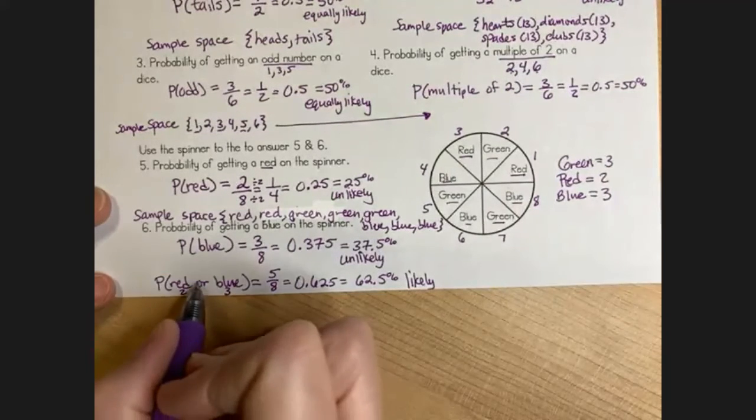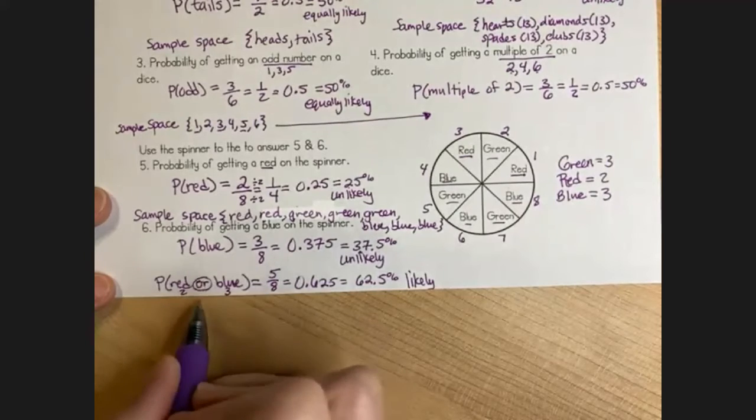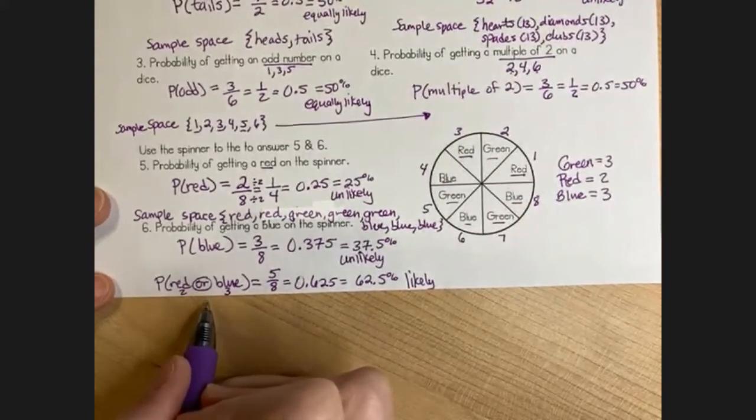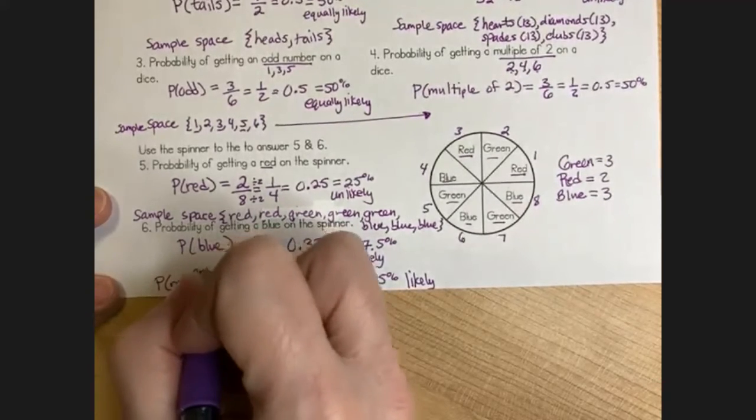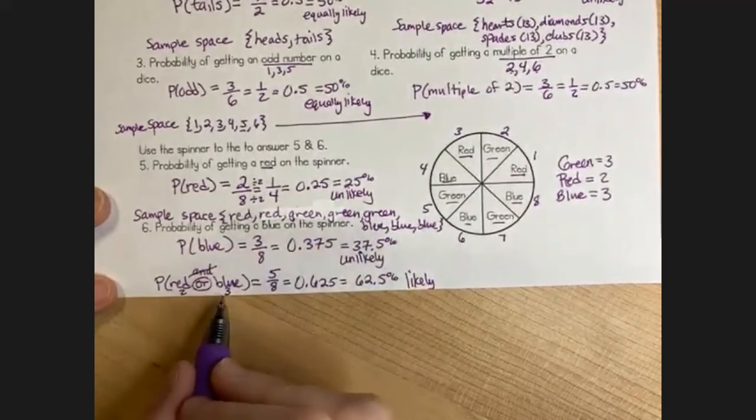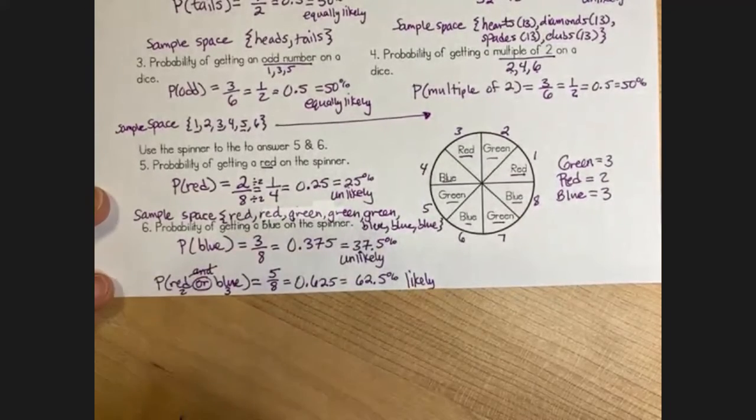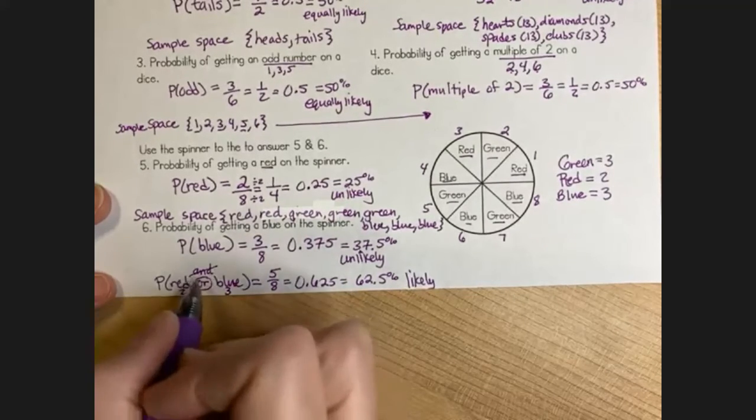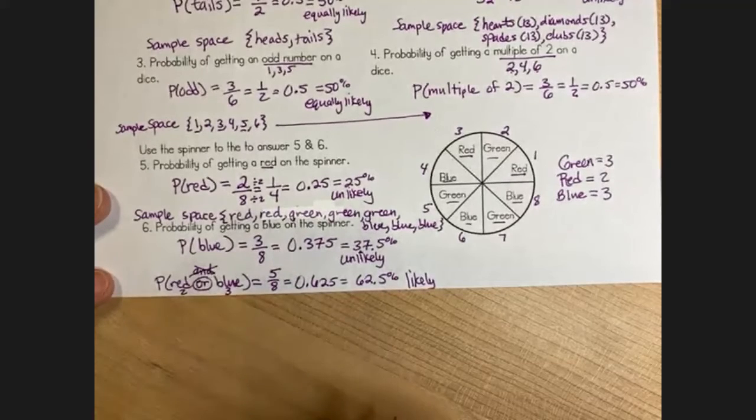Now, the only thing I can't say, and this is where you have to be careful with your terminology, is you can't use the word and. And I'm going to put the word and here because red and blue can't happen, meaning I can't spin a red and a blue at the same time. This is simple probability. This is one event. So that's not a possibility to use the word and, but I can use the word or. We'll get into later compound events where you have something and then you have something else happening, and they're compound events. You have more than one event happening.